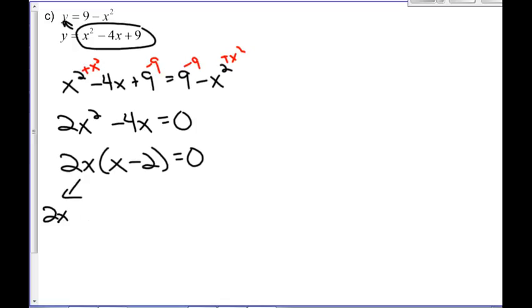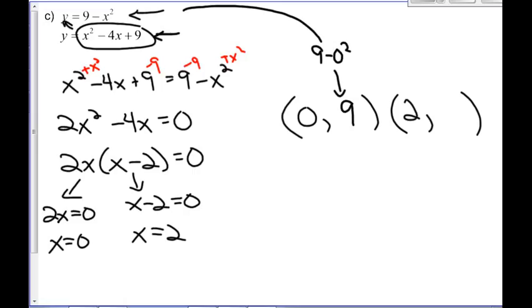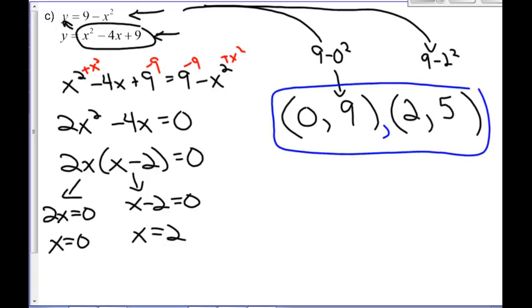That's going to give us solutions of 2x equals 0, which means x is 0, or x minus 2 equals 0, meaning x equals 2. So again, the points that are the solutions have x values of either 0 or 2. Put it in whichever form you like, whichever one of those two initial equations. I think the first one looks easier. So 9 minus 0 squared, that's 9. 9 minus 2 squared, that's 5. And you could go and check those. So here are our solutions.